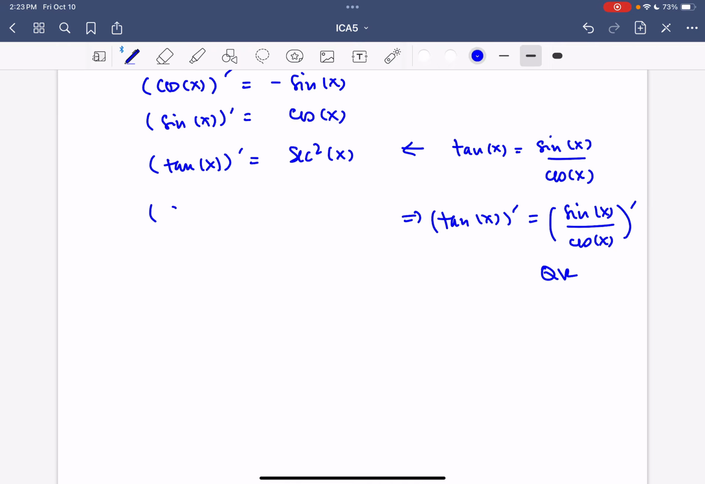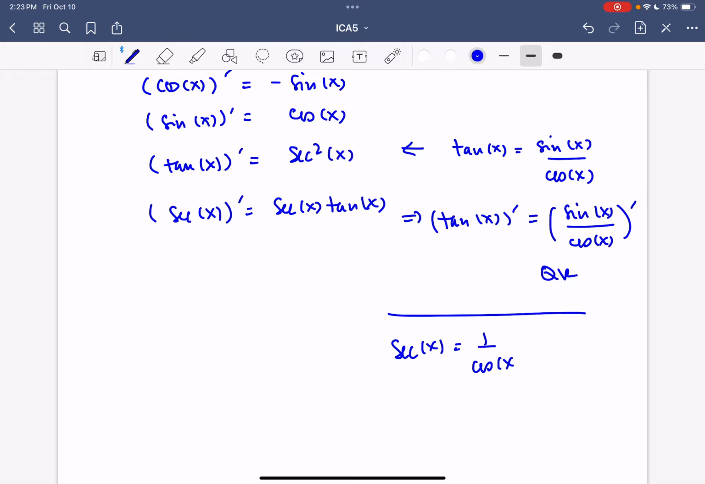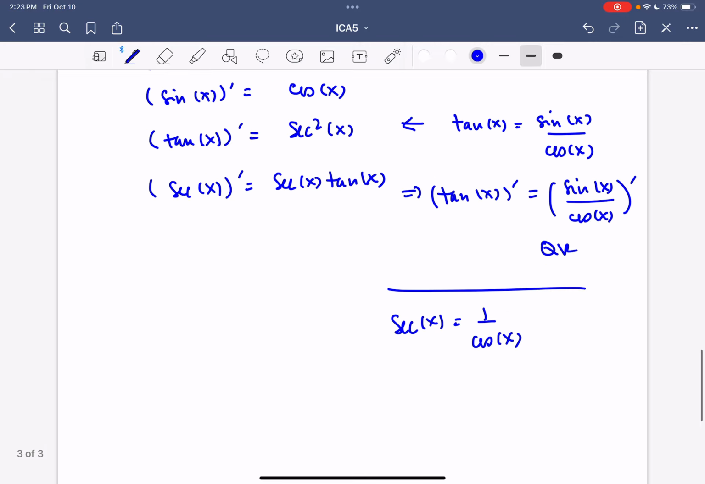And then the derivative of secant of x is equal to secant of x tangent of x. This is a very common function, so you can also prove this by using the fact that secant of x is equal to 1 over cosine of x. And then the derivative, right? The derivative of secant of x, you can even use the chain rule by thinking of cosine of x to the negative 1 and then using the chain rule, or you can use the quotient rule.